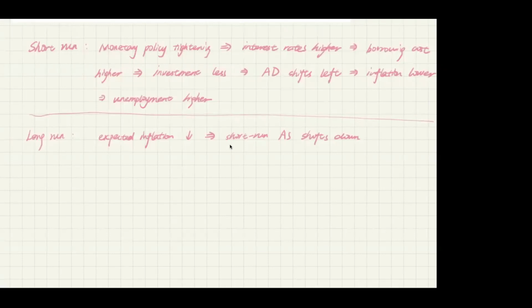And then maybe you can remember one rule that in the long run, the unemployment rate always goes to the natural rate, because the long run would end up at the natural rate of unemployment. But with a lower inflation rate.